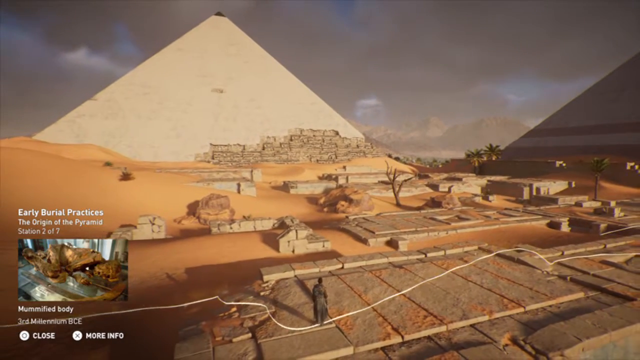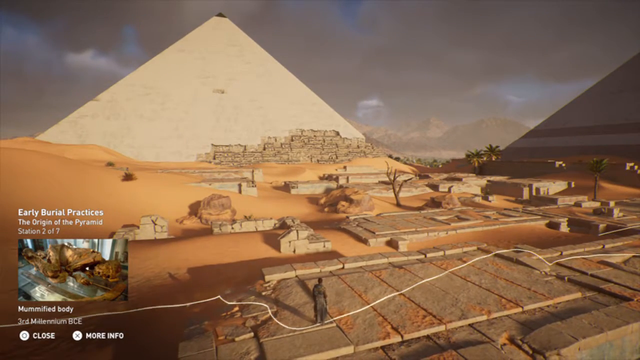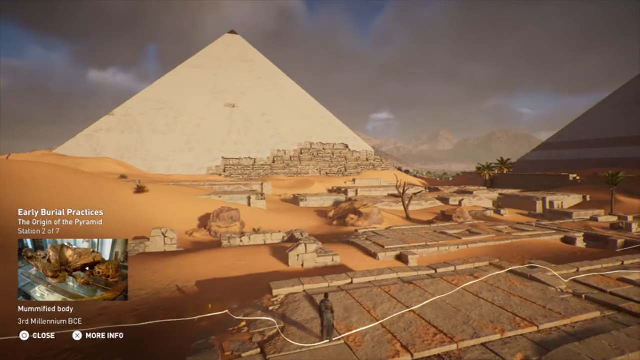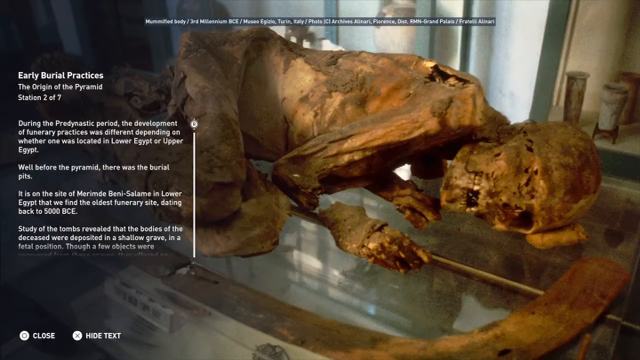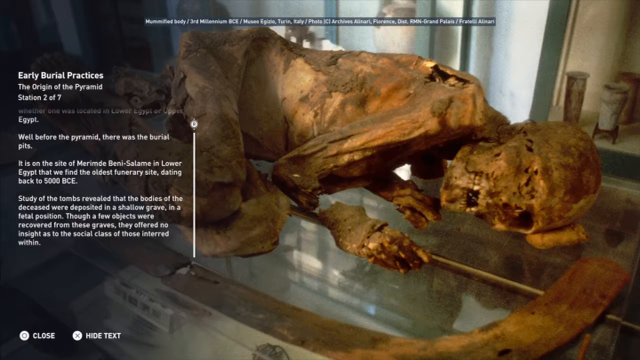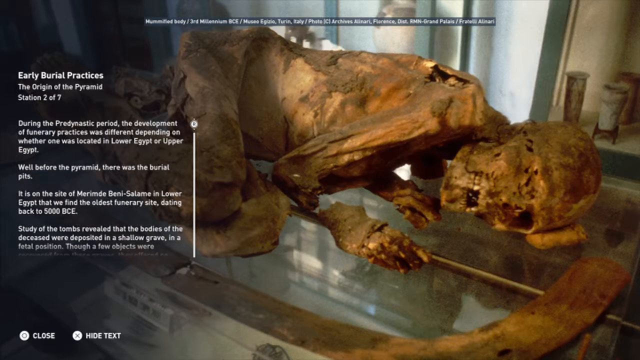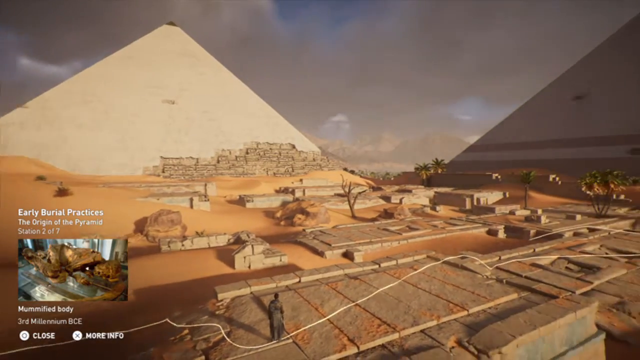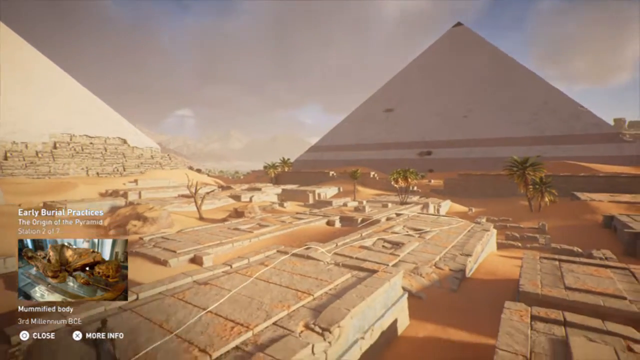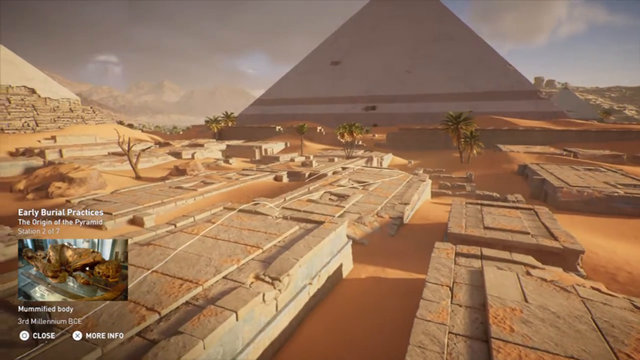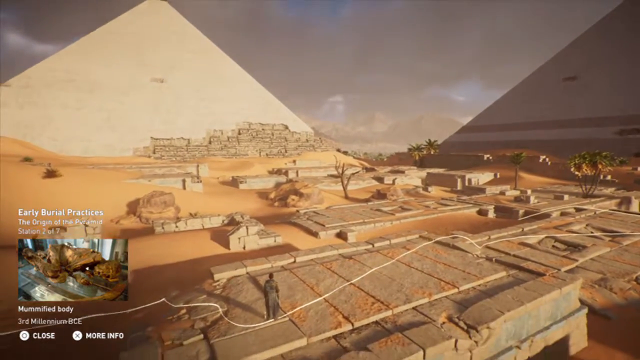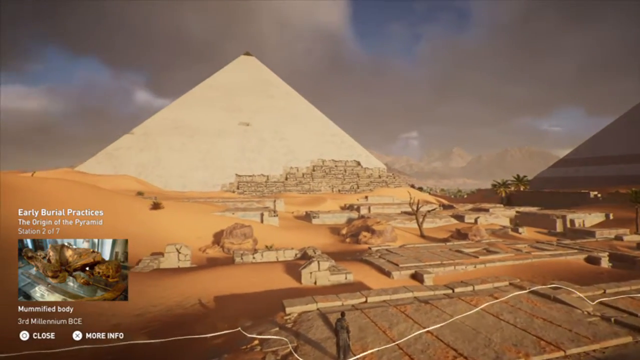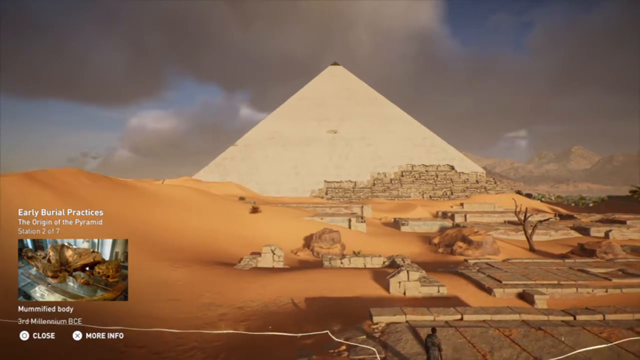During the pre-dynastic period, the development of funerary practices was different depending on whether one was located in Lower Egypt or Upper Egypt. Well before the pyramid, there were burial pits. It is on the site of Merimde Beni Salame in Lower Egypt that we find the oldest funerary site, dating back to 5000 BCE. Study of the tombs revealed that the bodies of the deceased were deposited in a shallow grave in a fetal position. Though a few objects were recovered from these graves, they offered no insight as to the social class of those interred within.